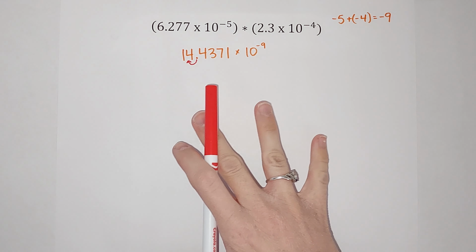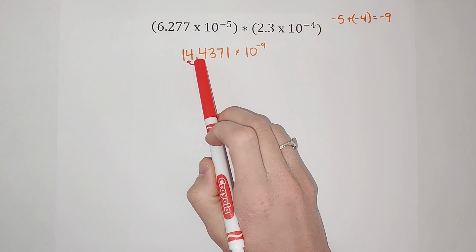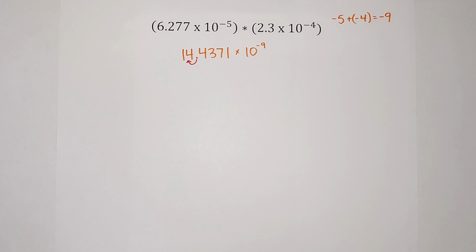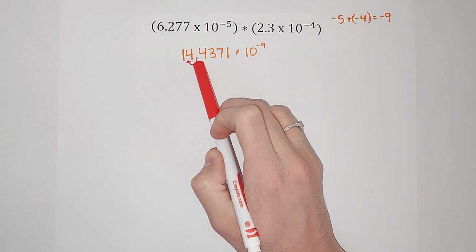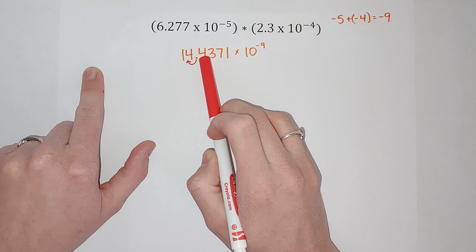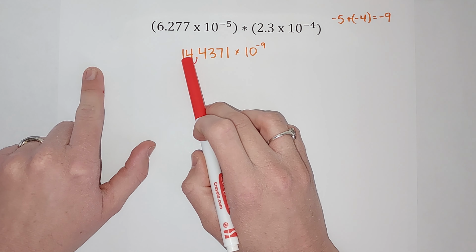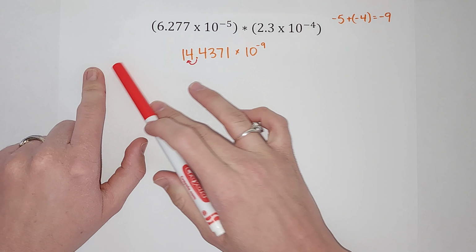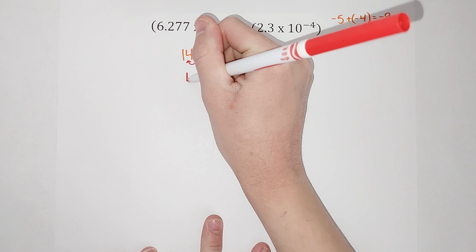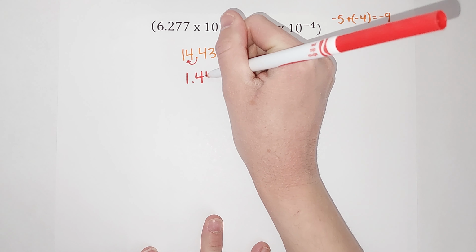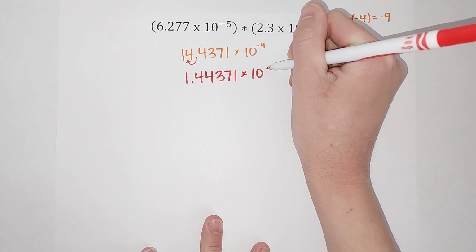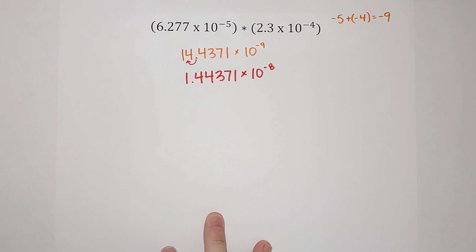If I were converting this back to standard notation, right? I would start here and I would go to the left, 9, 1, 2, 3, and keep going till I got 9 spots, right? So if you think about it, when I move over 1, I'm getting closer to my end point, right? So once I move here, I only have to move 8 more times, right? So my final answer is going to be 1.44371 times 10 to the -8th power.